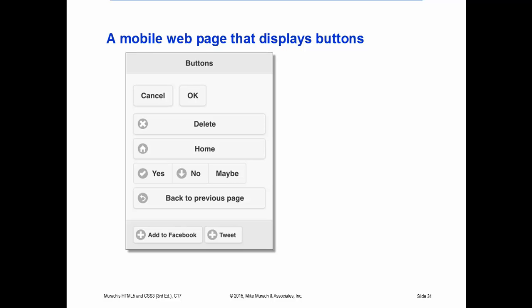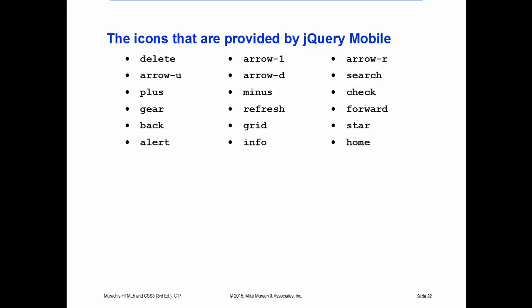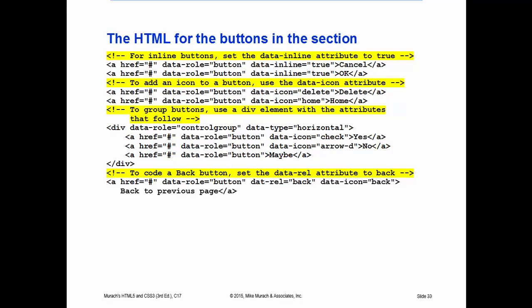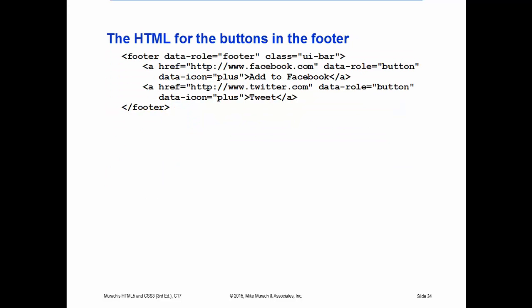There are 18 different icons that are provided by jQuery Mobile. They're shown right here. To use them again, you code the data icon attribute and you set the data role to button. All right, there's an example.